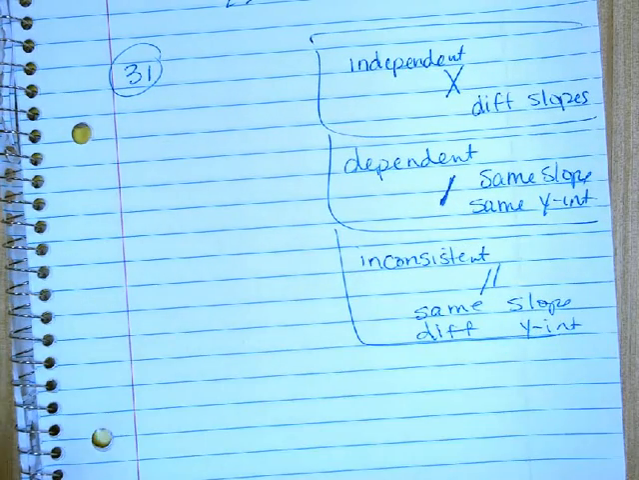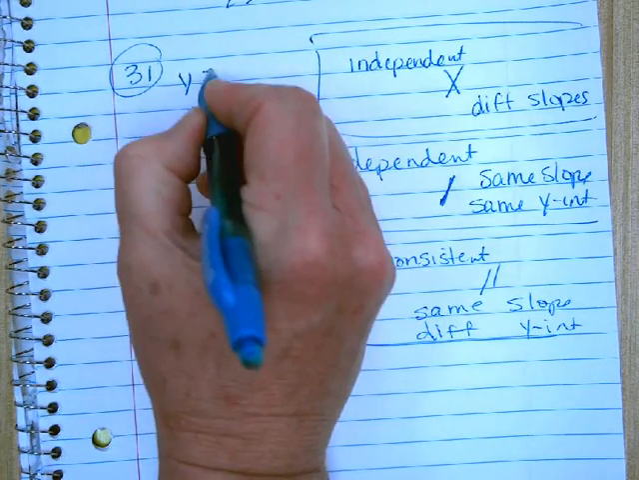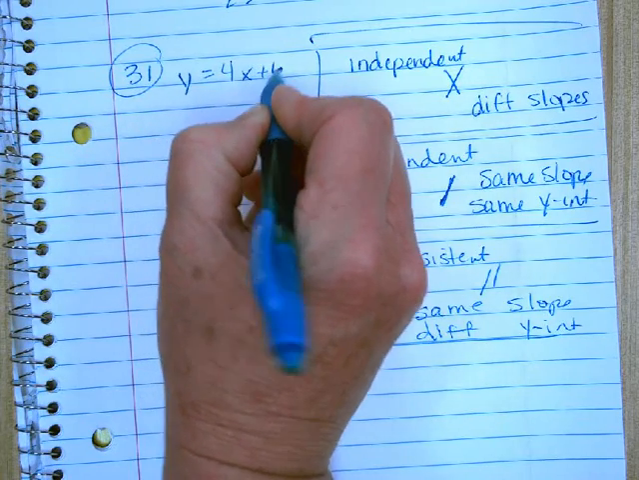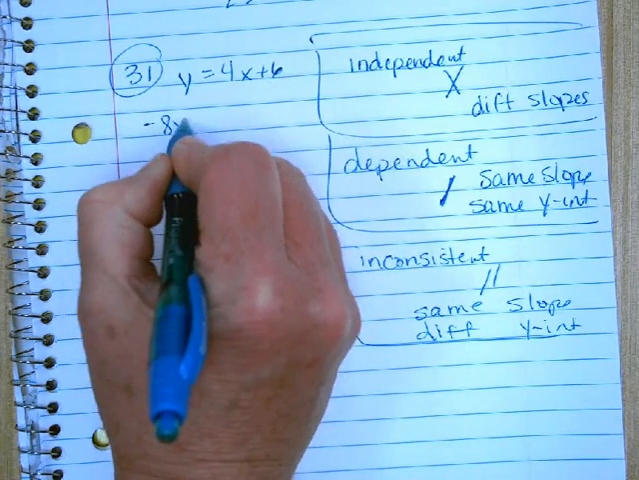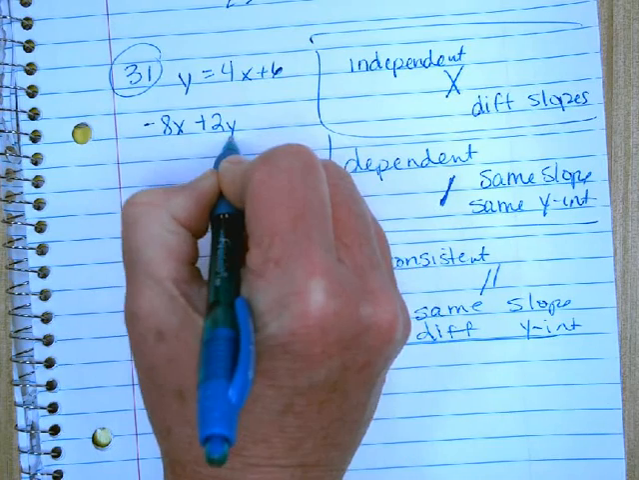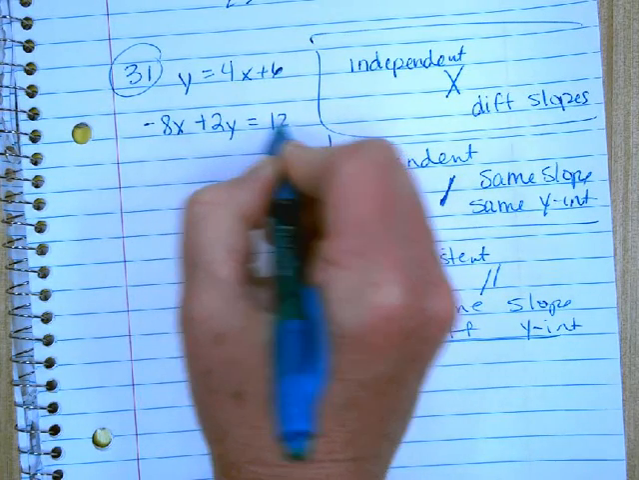So for number 31, y equals 4x plus 6 is my first equation. Negative 8x plus 2y equals 12 is my second. And I need to solve for y.